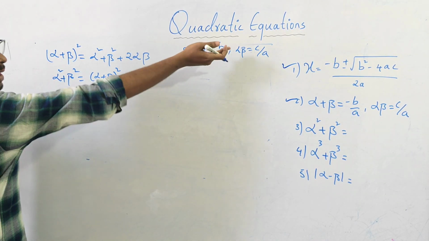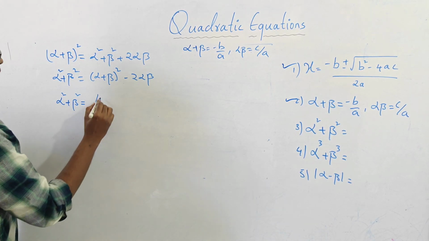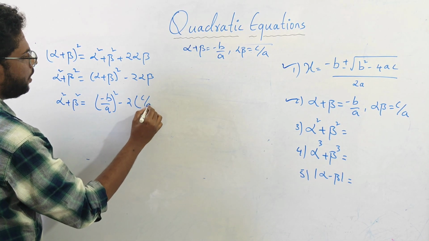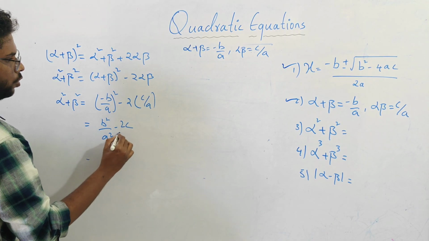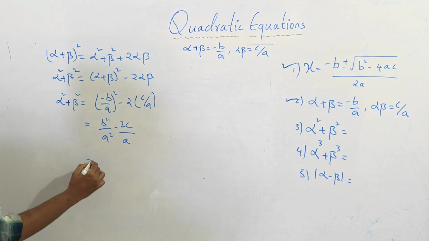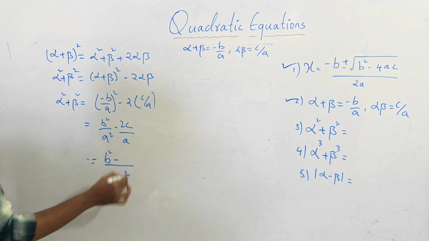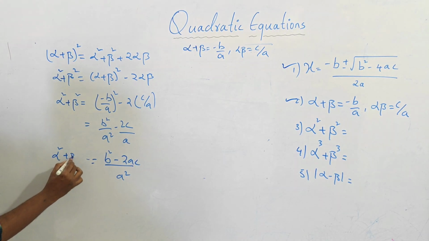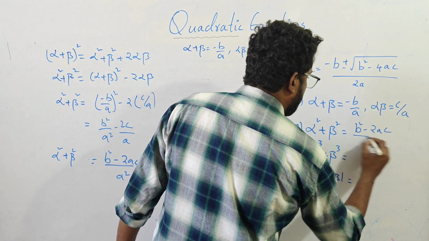I have this value here. Substitute, what do you get? Alpha square plus beta square equals (minus b by a) whole square minus 2c by a, which is equal to b square by a square minus 2c by a. Take the LCM, what will the LCM be? The LCM will be a square, it will become b square minus, one a gets cancelled, 2ac. Alpha square plus beta square is nothing but b square minus 2ac by a square.